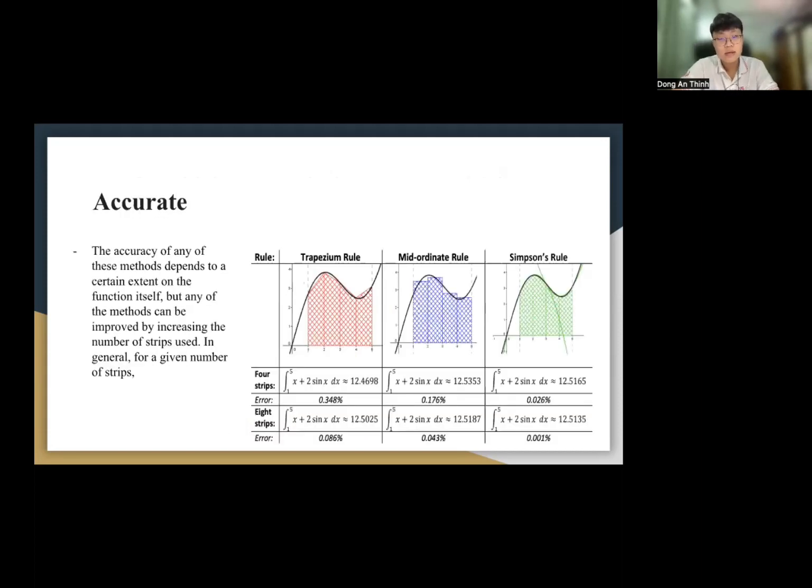Accuracy. The accuracy of any of these methods depends to a certain extent on the function itself, but any of the methods can be improved by increasing the number of stripes used for a given number of stripes, like for the same function here. If we increase the stripes, the percentage of error will decrease.